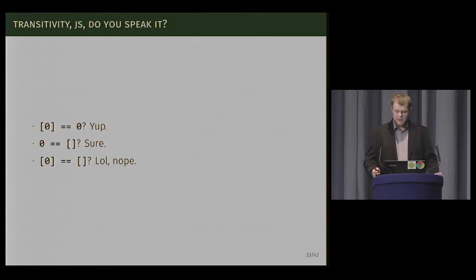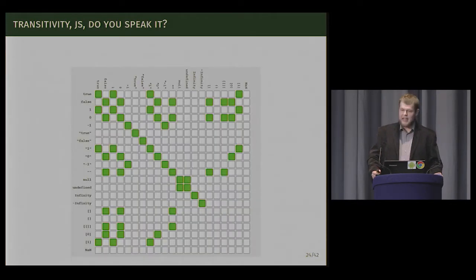So the double equals, like I said, it's kind of crazy. Here's a diagram which shows you which basic values are equal to which ones. I do realize it's difficult to read anything in here. But in the top right-hand side corner, we have an array containing an empty array, which is equal to false.